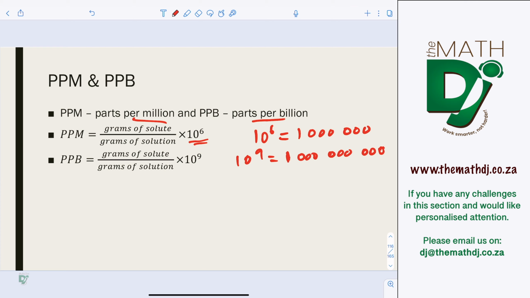So this is just a formula. If they ask you to find the parts per million, you take the grams of the solute and grams of the solution, then multiply by 10 to the power 6. For parts per billion, it's the same thing, but now you are putting 10 to the power 9. That's how you calculate them, and we will cover the practice questions more in the exam preparation, which is available on our website.